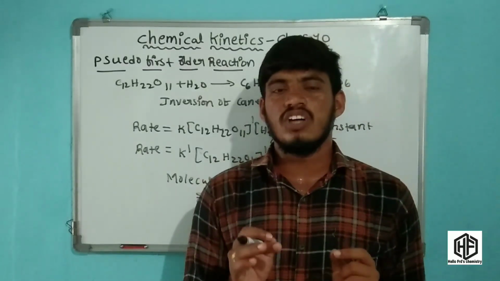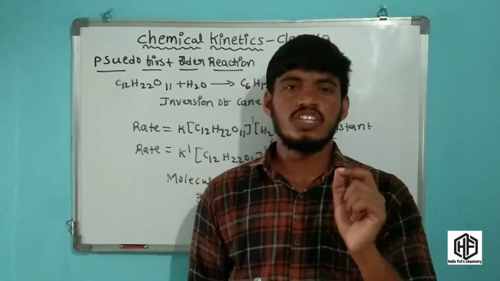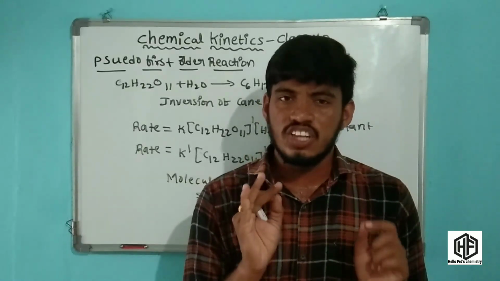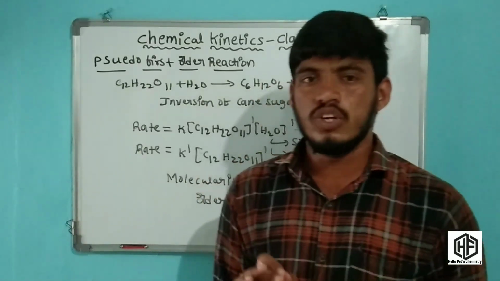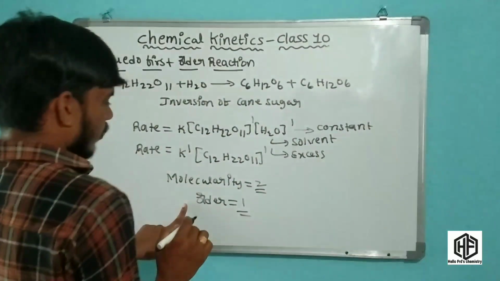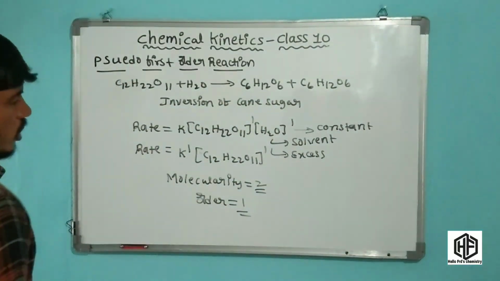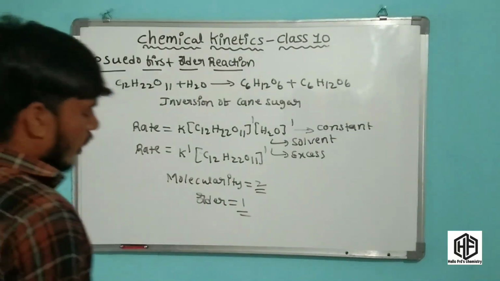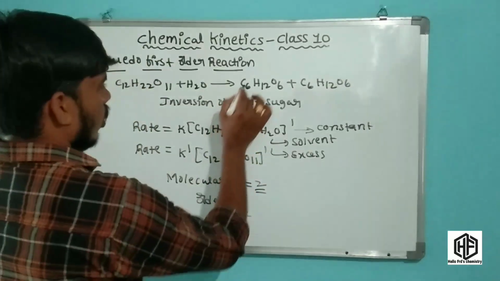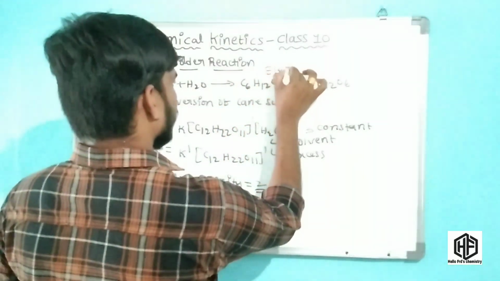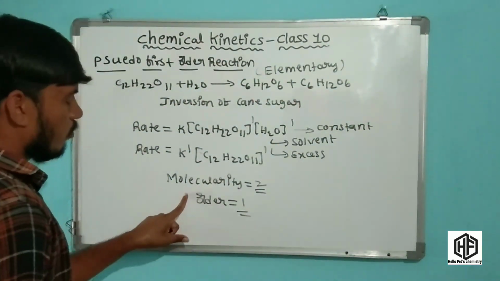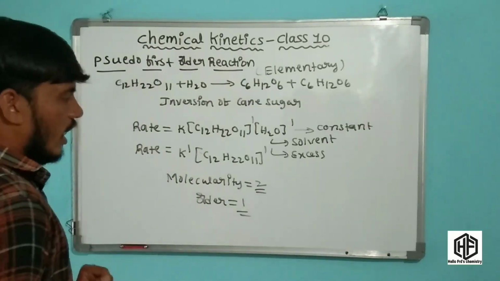What is a pseudo first order reaction example? The hydrolysis of ester and inversion of cane sugar are examples of a pseudo first order reaction. Now this type of reaction is called a pseudo first order reaction. Molecularity is 2 and order is 1. Except for this, it is also called an elementary chemical reaction, friends, but molecularity is not equal to the order.